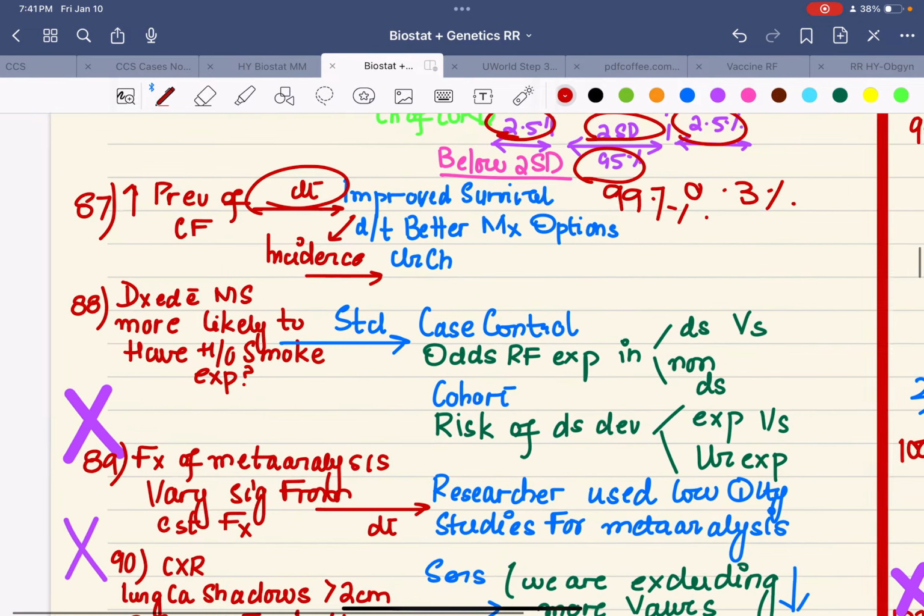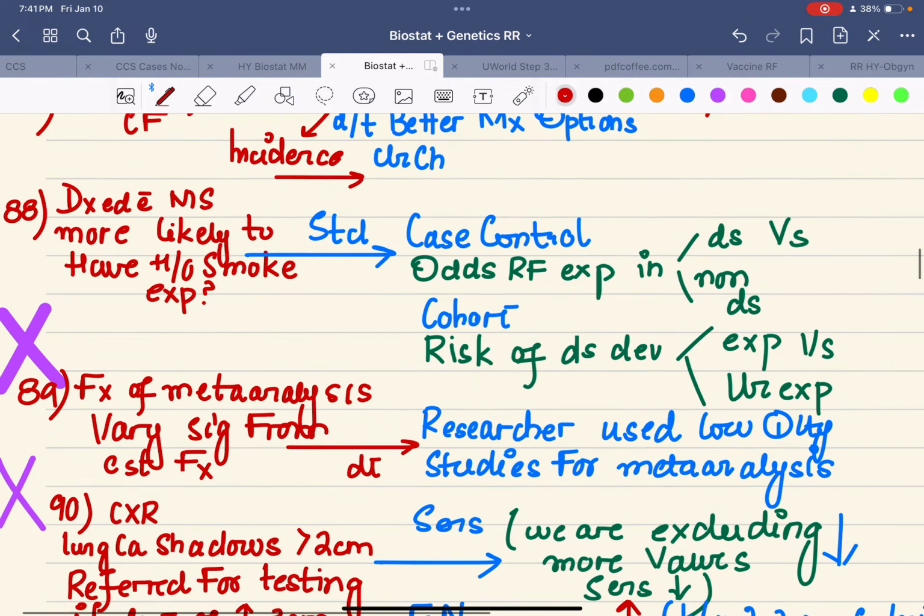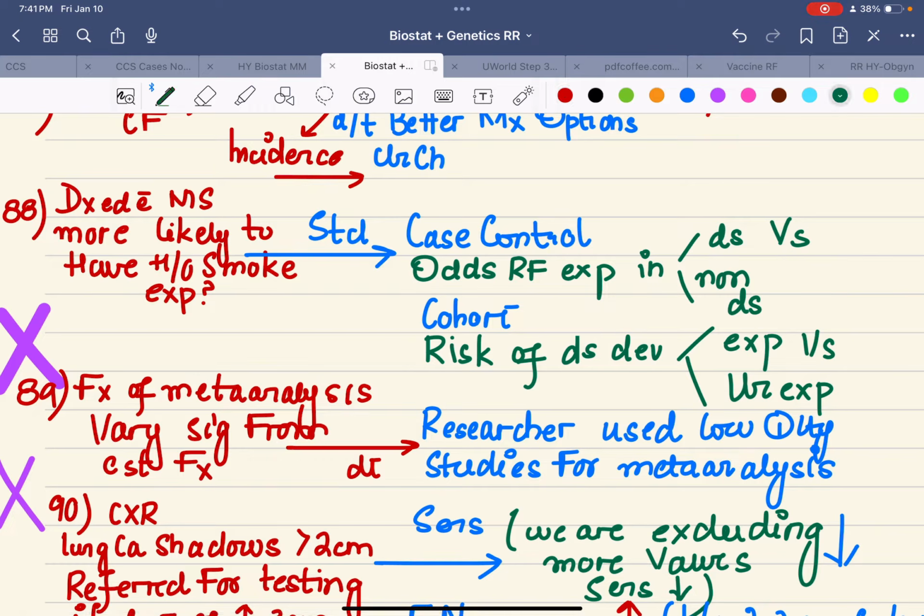So quick review. If people who have been diagnosed with MS are more likely to have a history of smoke exposure, the study would be a case control study. We will calculate the odds of the risk factor exposure in those who are diseased with MS versus those who are non-diseased. So we are beginning with the disease and going towards the risk factor.